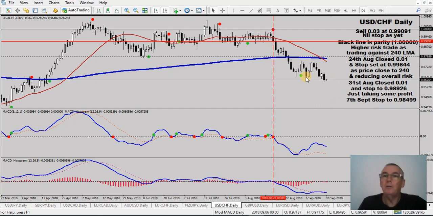USD Swiss franc in a sell back here. All I've done this morning is move my stop down to this level, 0.97959, just above the 240 LMA and the 25 SMA. So that's just locking in profit there.